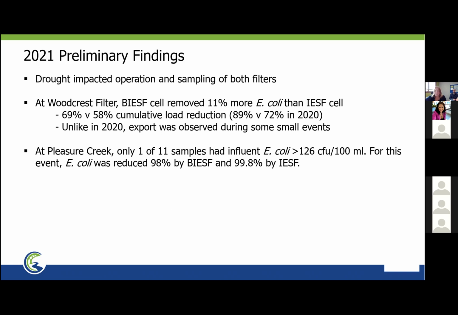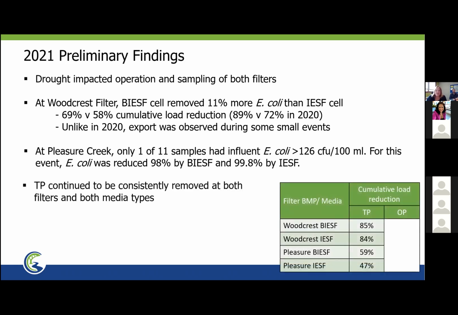But for the other samples, sometimes our influent would be 2 and then you'd have 30 leaving either side. So you have these negative 800% removals, yet barely any E. coli. It's not meaningful. So we are hesitant to draw any conclusions about 2021 E. coli at Pleasure Creek. When it comes to total phosphorus here, again, we saw great consistent removal at both filters.